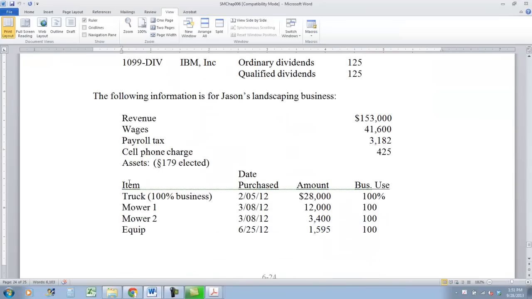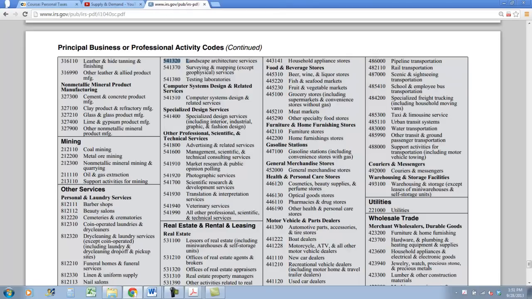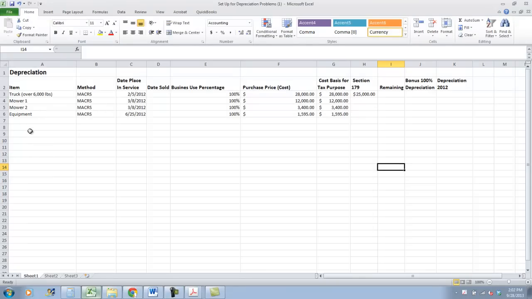He also purchased all of these items. So we are going to go fill out his return, his depreciation. So I am going back to the depreciation problem. I filled out the worksheet that I provided you in class, but basically they have the truck, over 6,000 pounds, a mower, a second mower, and then equipment. So they were all 100% business use, and these were the purchase prices.